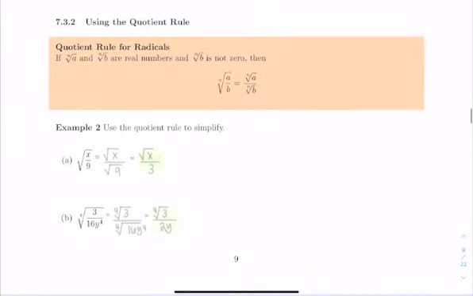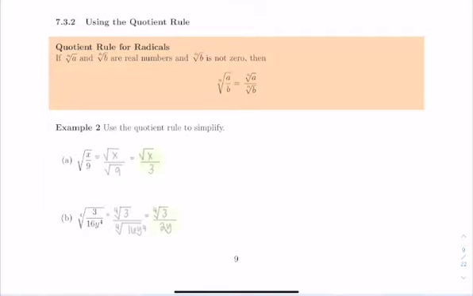We also have the quotient rule, and it looks very similar to the product rule where we smushed it underneath one radical. We can do the same thing with division. So if I have the nth root of a and the nth root of b, as long as the nth root of b is not 0, then I can pull a division apart as two separate radicals, as the nth root of a over the nth root of b. So let's go ahead and take a look at example number 2.